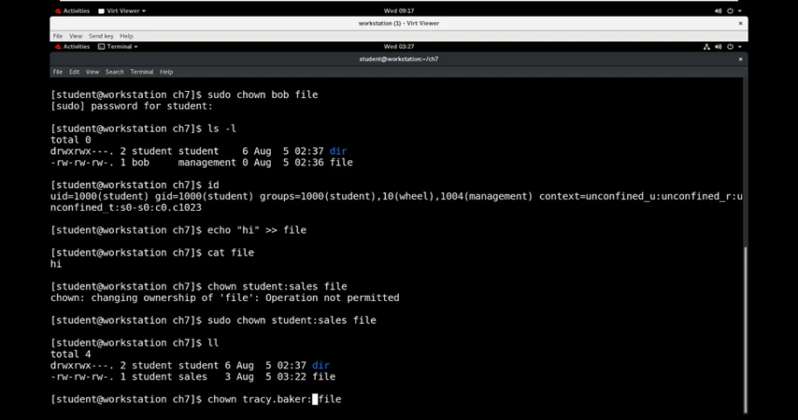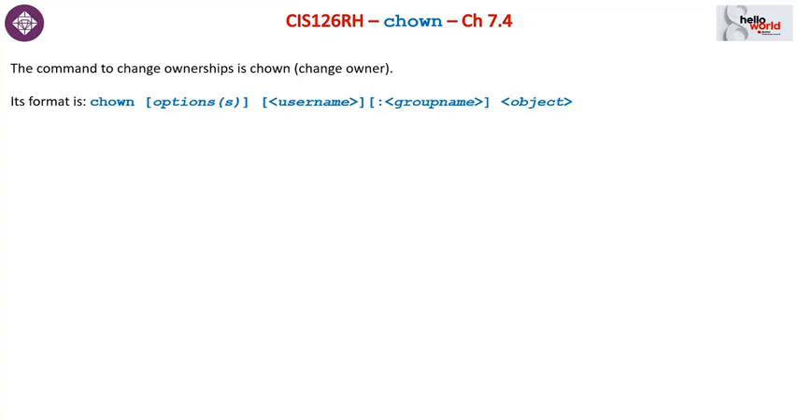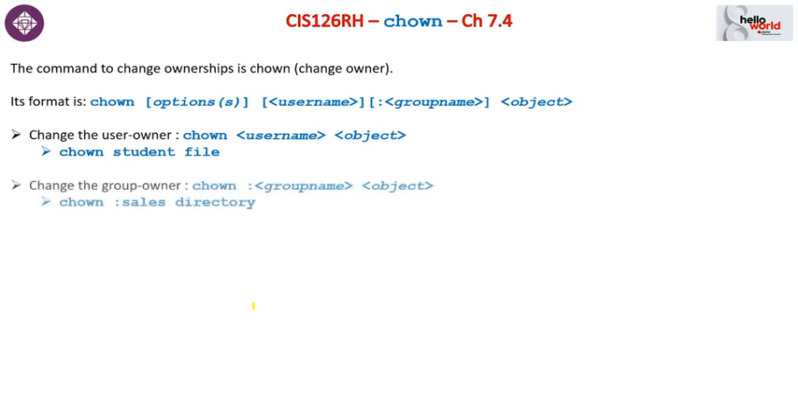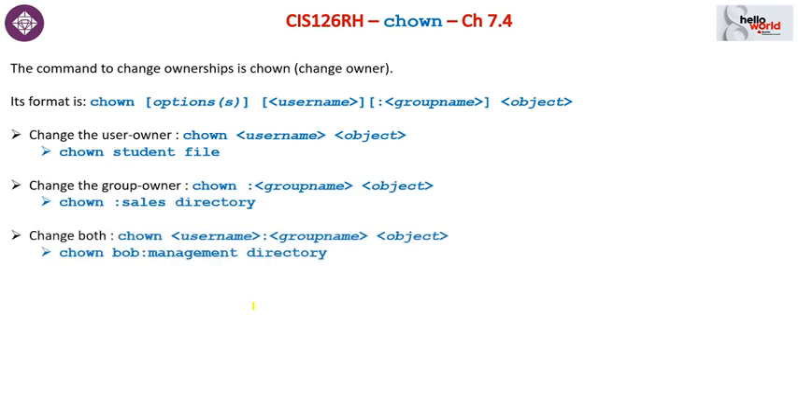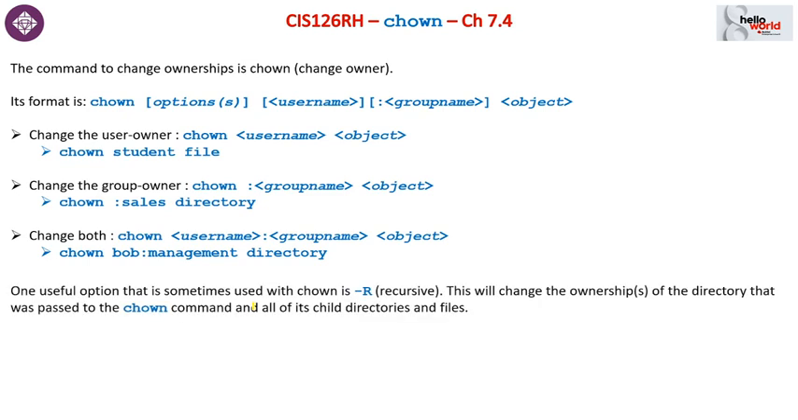So we'll pop back over here to this guy. We got some examples. Chown student file. Here's the sales, Bob.management. And there is a recursive option, same thing again, apply it to the present working directory and any objects within it, and go through the entire branch of subdirectories should they exist.